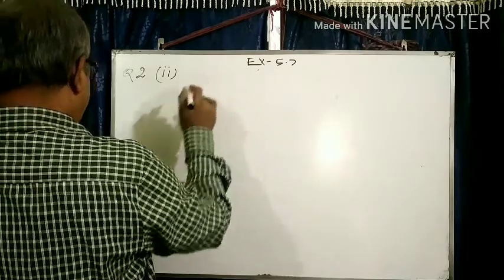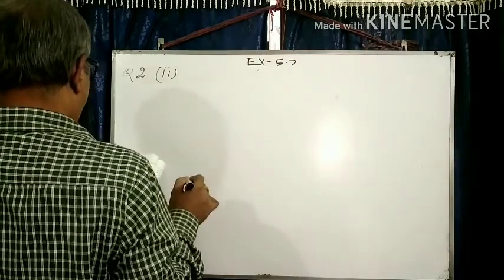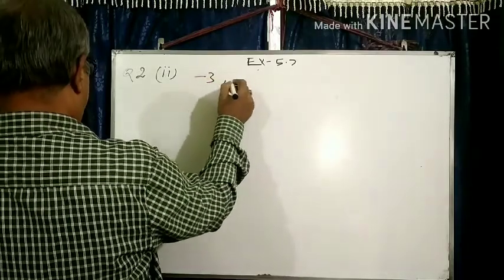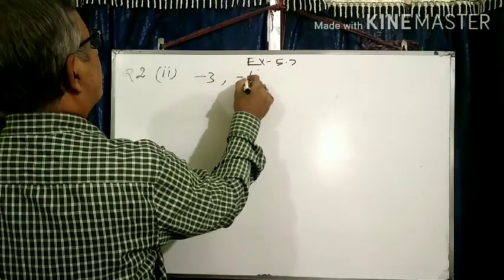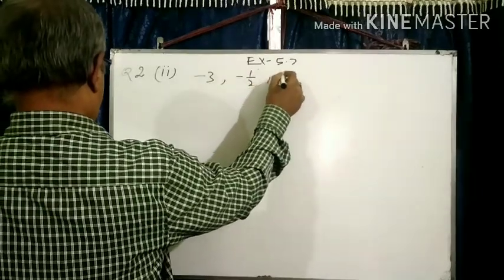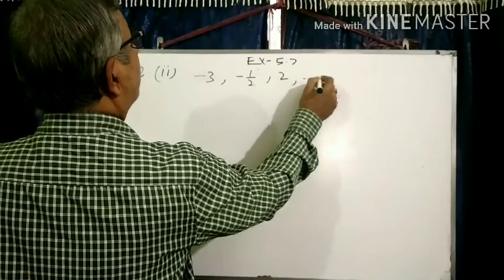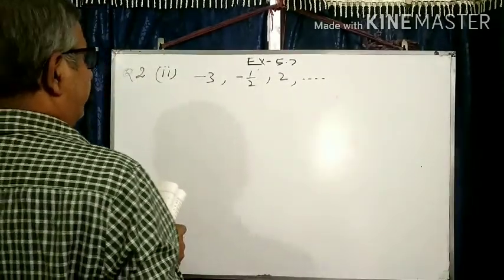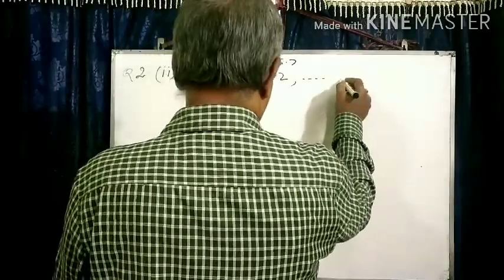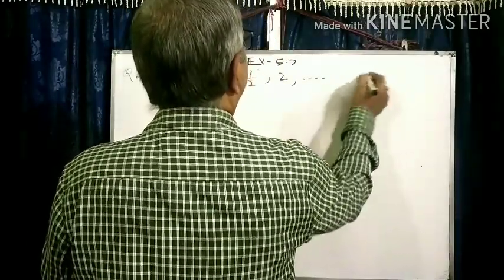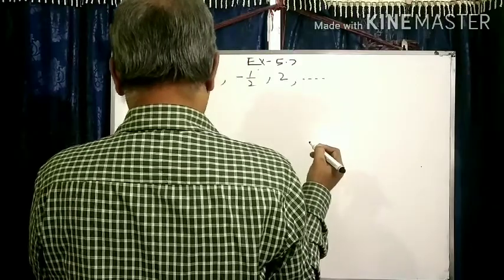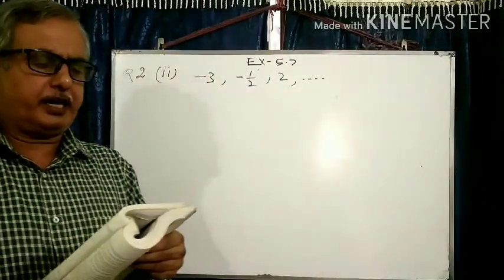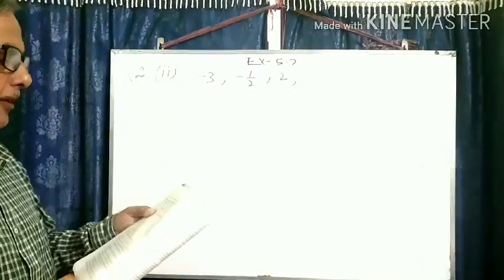First of all you write the question, what is given. Series is minus 3, minus 1 by 2, 2, dot dot dot. Find the 11th term. Now you have to select the option. Choose the correct option. Four options are given.